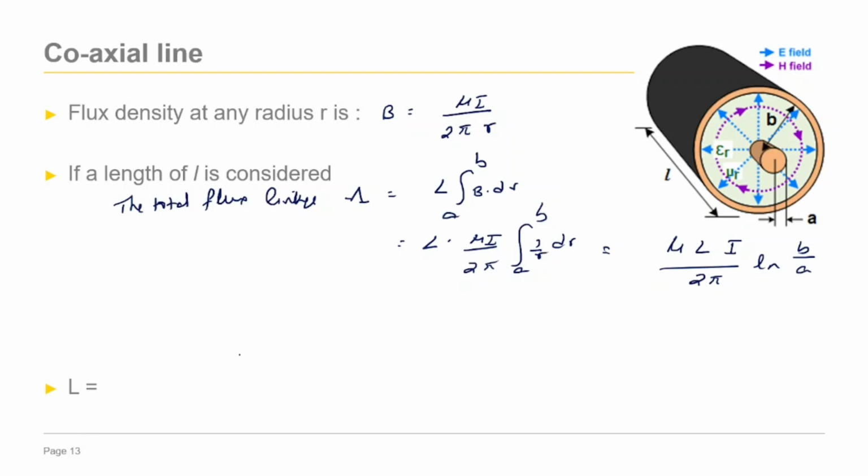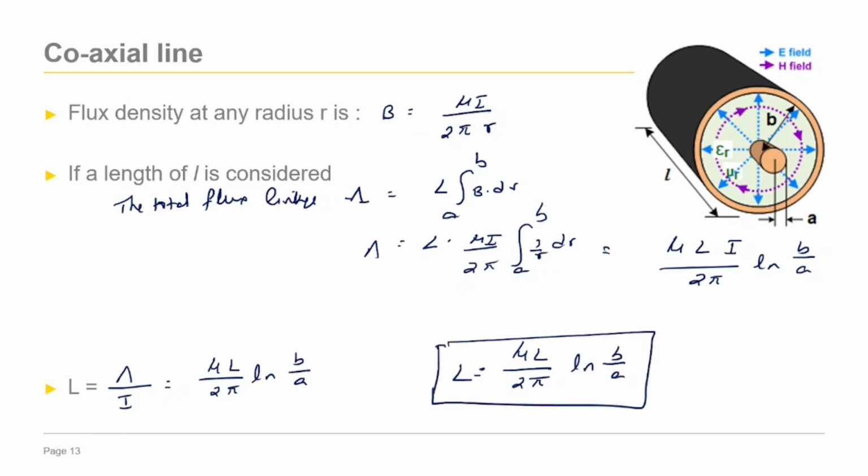The self-inductance as per our definition is going to be the total flux divided by current. So from the total flux, you take an I down, and whatever you have is mu L by 2 pi natural log of b by a. So the inductance of a coaxial line is going to be mu L by 2 pi natural log of b by a.